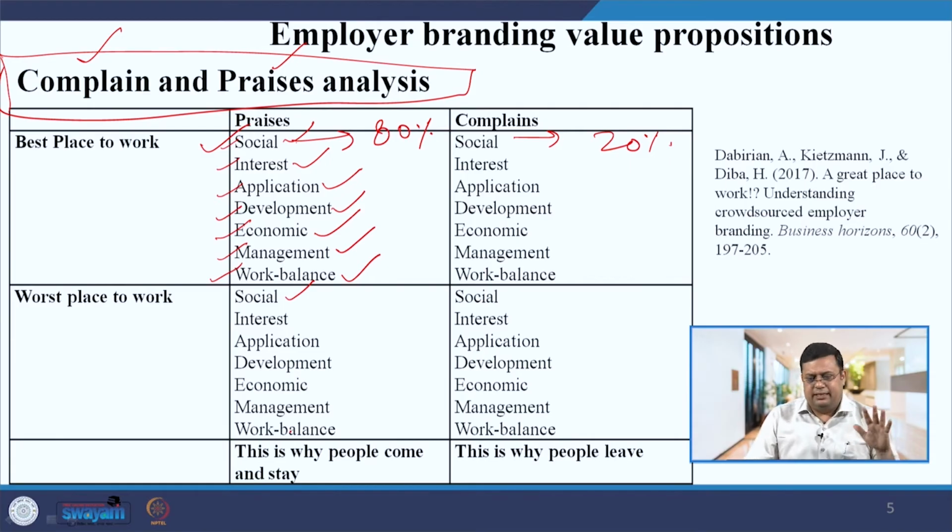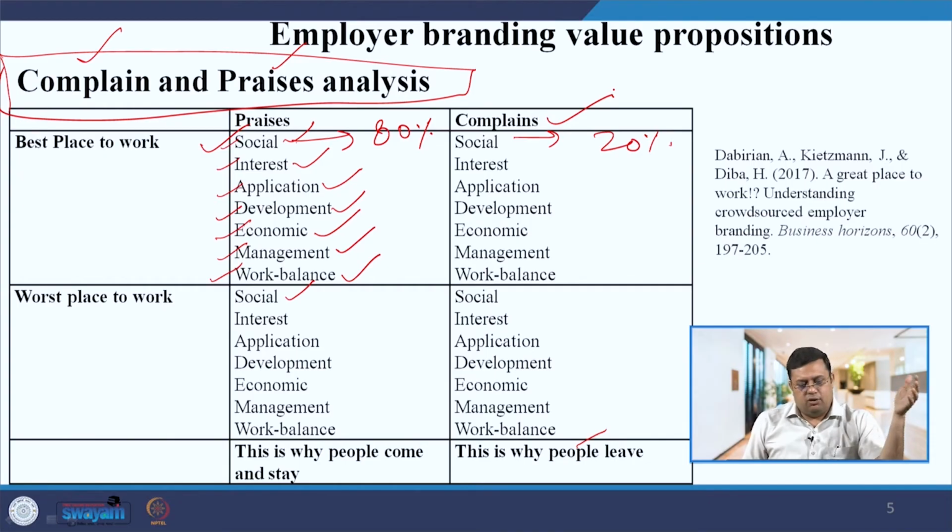The moment you understand this, you can develop the employee value proposition accordingly. This analysis will help you develop the employee value proposition within the organization. This is why people leave the organization. If you run a survey within the organization or do the complaint and praise analysis and find that most people are making complaints, it indicates that your organization will have the highest attrition rate. People will not talk good things about your organization, and your employer brand will become weaker and weaker.